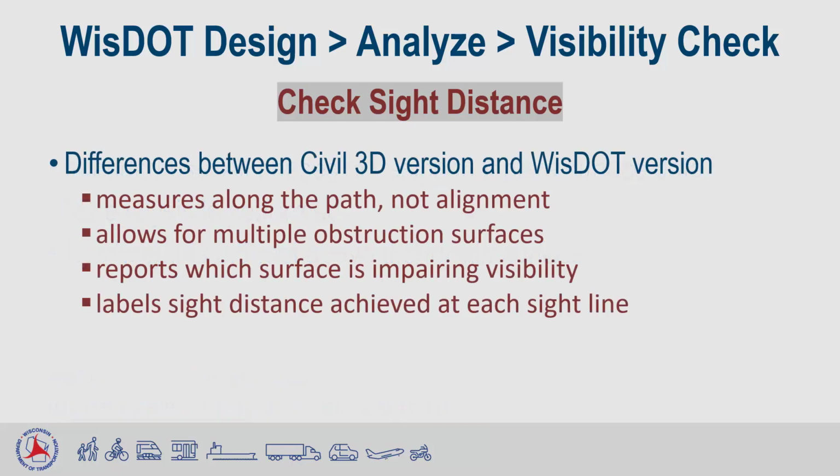So why did Wisconsin DOT develop this tool, since there already is a check site distance tool within Civil 3D? Well, a few of the reasons are the WisDOT tool measures along the eye path and not the alignment. It also allows for multiple obstruction surfaces to be included in the analysis. It also reports which surface is impairing the visibility, so this could be your existing surface or the proposed surface, or even the obstructions that we can also include. And it also labels the site distance achieved along each sight line.